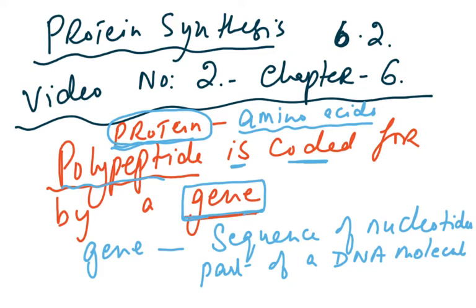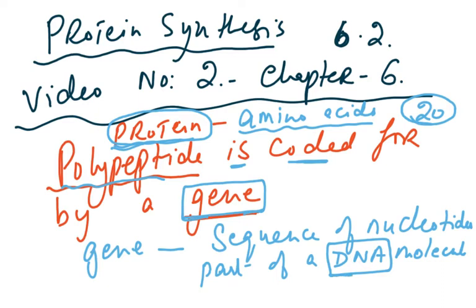But how do we put the amino acids in what order, what sequence? Because there are only 20 different amino acids. If there's a protein with 100 amino acids, it means that these amino acids are put in a certain sequence. But then who dictates the sequence? Well, the biggest dictator is the DNA.